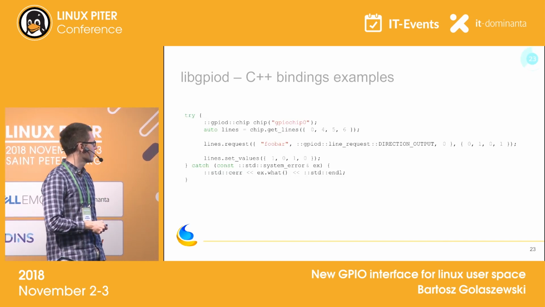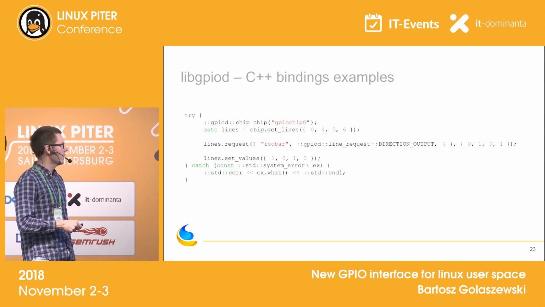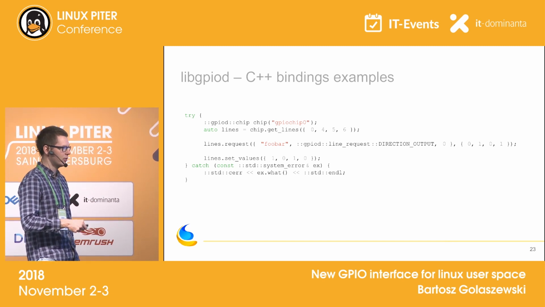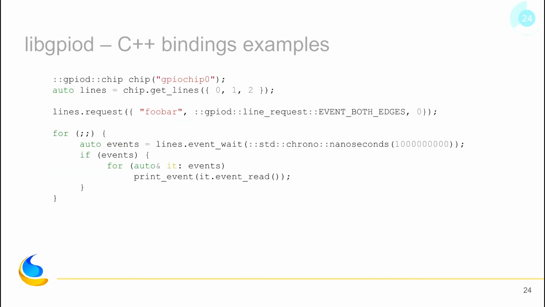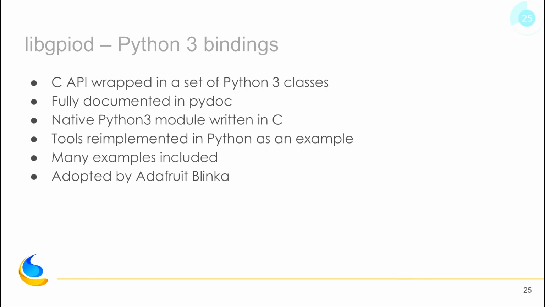Just to give you an idea how it works, we open the chip in the constructor, we get the lines. In this case, we get a set of lines, which is much easier in C++ than in C, where we would have to fill out arrays and all that. We request the lines for output, and we give them the default values, and then we simply set the values. This is how it works. You can catch exceptions and don't need to check errors after every call. And this is just an example of how to monitor lines for events from C++. Again, get lines, request them for both edges, and then wait a number of nanoseconds, read the event, and you can print it. This is how it works.